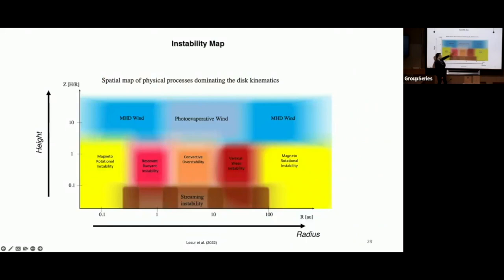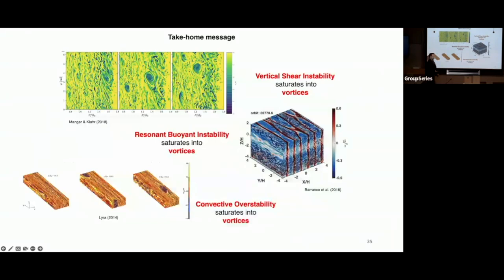This is in the inner part, more massive, the density is higher, more optically thick. The vertical shear in the outer part where it's more optically thin. Right. And even more amazing for planet formation is that they all saturate into vortices. So this will be the take-home message of this second part of the talk. Right? The vertical shear instability saturates into vortices. The resonant buoyant instability also saturates into vortices, and the convective overstability also. So we have these three different mechanisms to generate structures in the dead zone of disks, and they all lead to vortices.